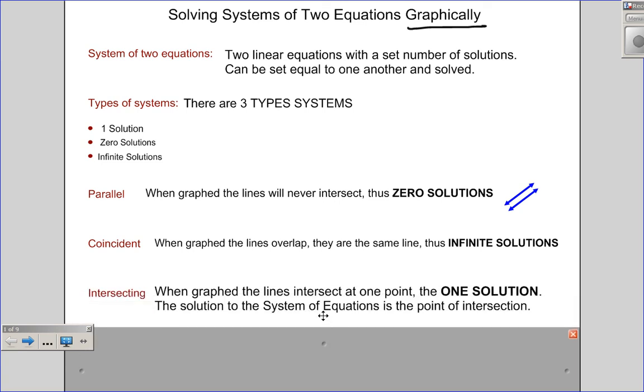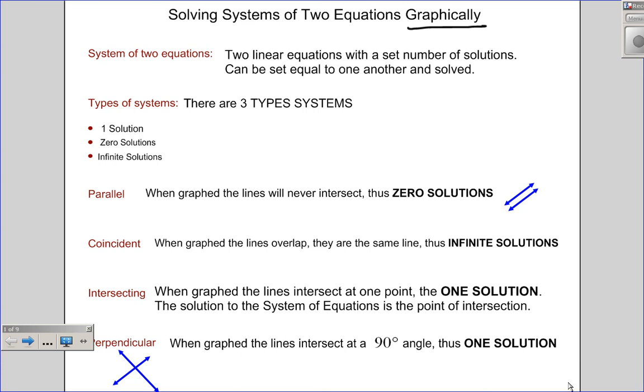They intersect. When graphed, the lines intersect at one point, the one solution. So the solution to a system of equations on a graph is the point where the two lines intersect. It's going to be very important. Most systems of equations have one. I would say almost close to 90% of the systems of equations that we're going to look at have one solution. It's that point of intersection.